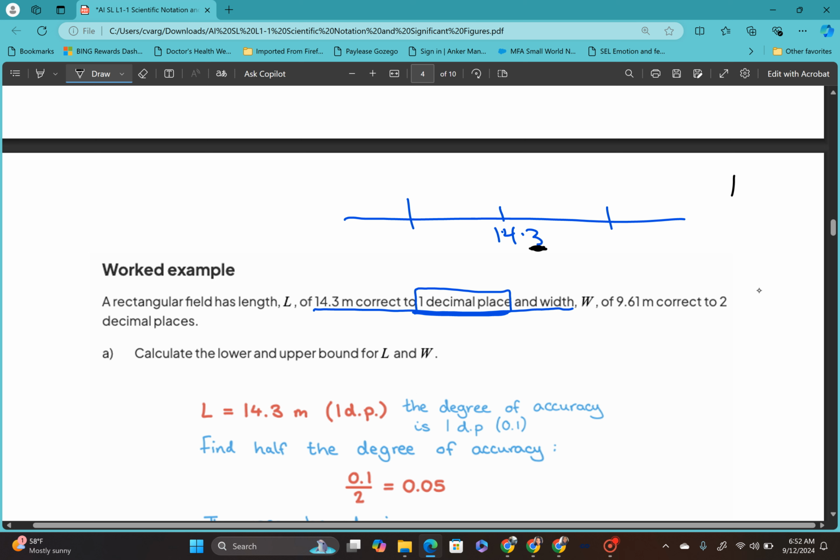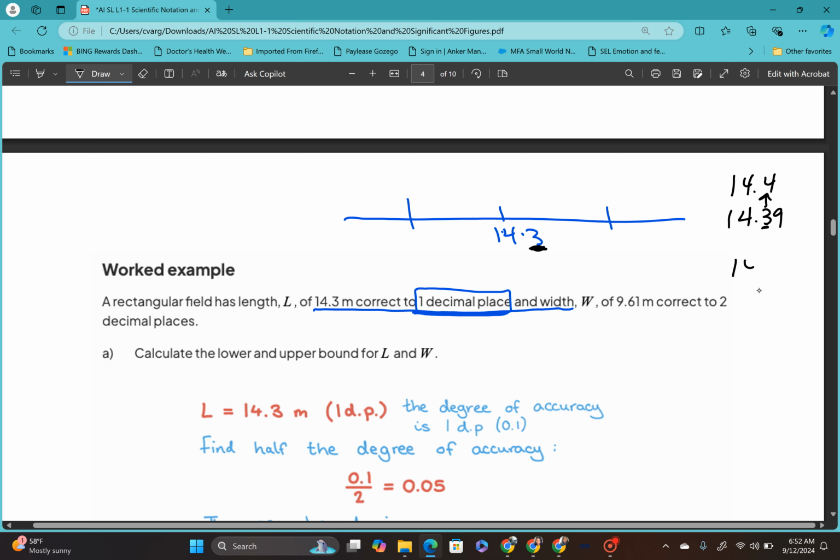So let's throw some numbers out, right? 14.4. Does that round to 14.3 when I'm going 1 decimal place? No, it doesn't. It rounds to 14.4. Okay. How about 14.39? Does that round to 14.3? That doesn't, right? Because if I'm going to this decimal place, the 9 tells me it's 5 or above, so that's going to round to 14.4. I don't want that. I want it to round to 14.3.